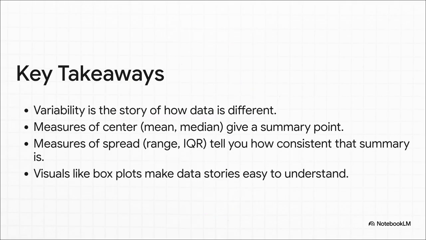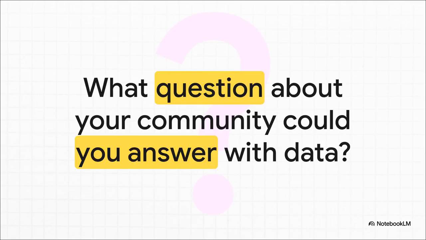So let's lock in these big ideas. Number 1, variability is simply the story of how things are different. Number 2, the center gives you a quick summary, but the spread tells you how much you can actually rely on that summary. And finally, visuals like box plots are your secret weapon for making complicated data stories simple enough for anyone to understand. And I'll leave you with a challenge.